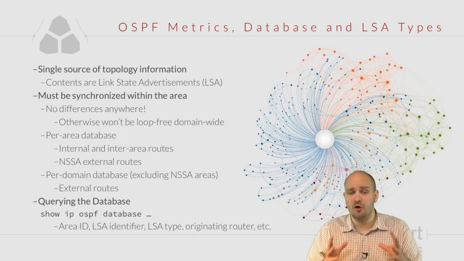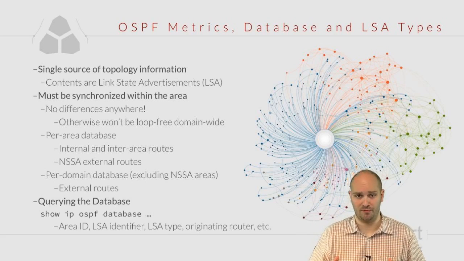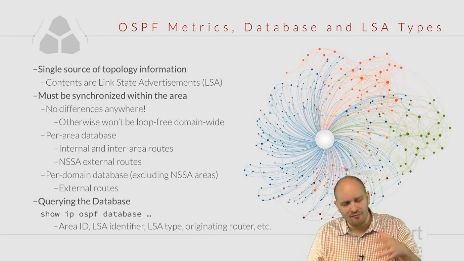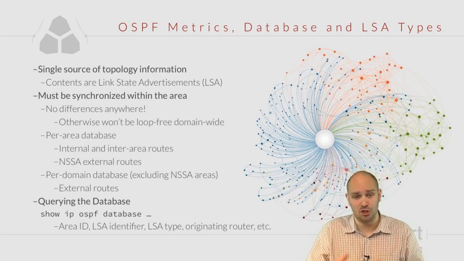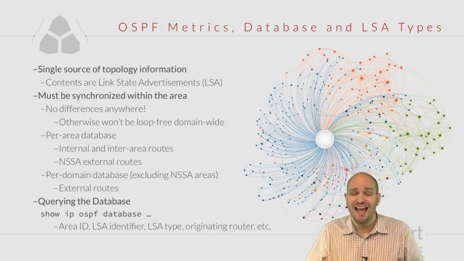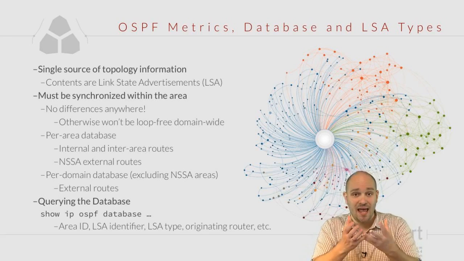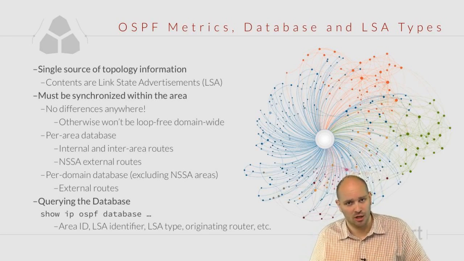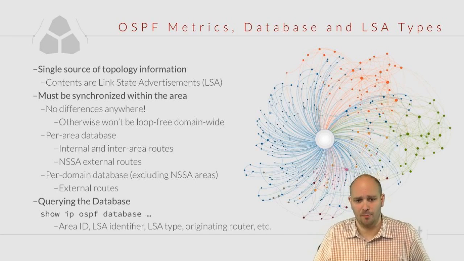So OSPF requires two components to create a loop-free environment. One component is synchronized databases. That means that every single router in the area is using the exact same information to calculate the paths. And then it requires a loop-free calculation, and this is provided by the Dijkstra algorithm, by the SPF calculation. So two things that lead to a loop-free environment.